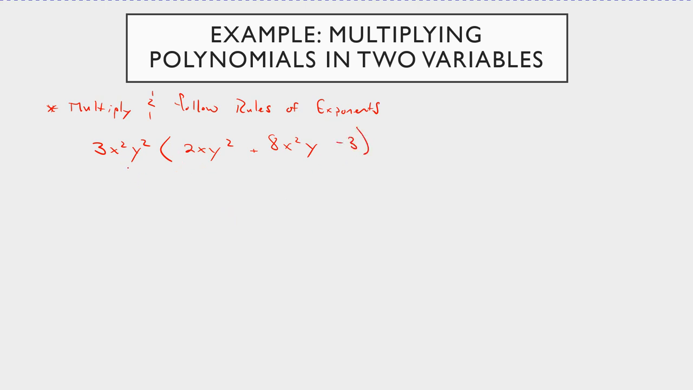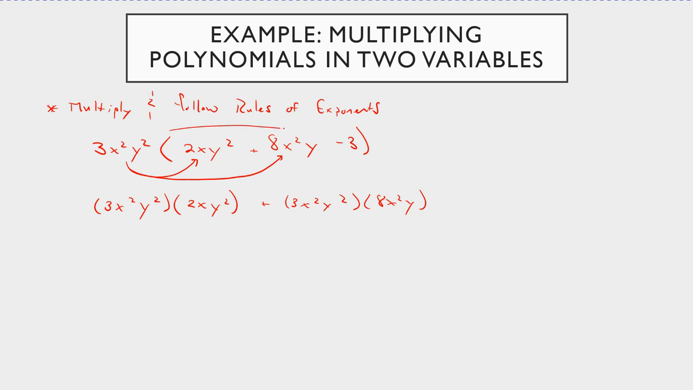All right, so to do this, you're going to distribute. You're going to take this 3x squared y squared and multiply it by 2xy squared, and you're going to distribute it here, and then finally, you're going to distribute it here. So 3 times 2 gets me 6. x squared times x gets me x cubed, and y squared times y squared gets me y to the 4th.